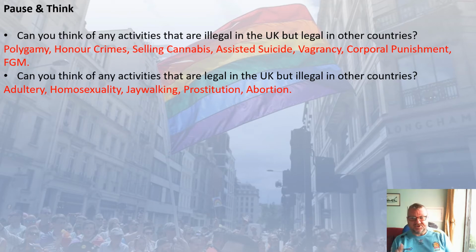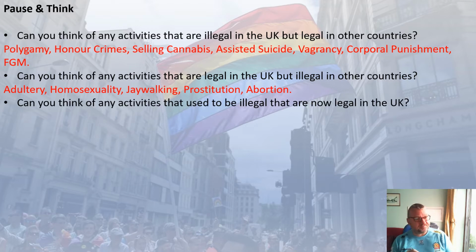Many people think that prostitution is illegal in Britain. Actually, it's not. Prostitution isn't illegal, but living off the earnings of a prostitute or things that are linked to prostitution are. So quite an interesting legal loophole.